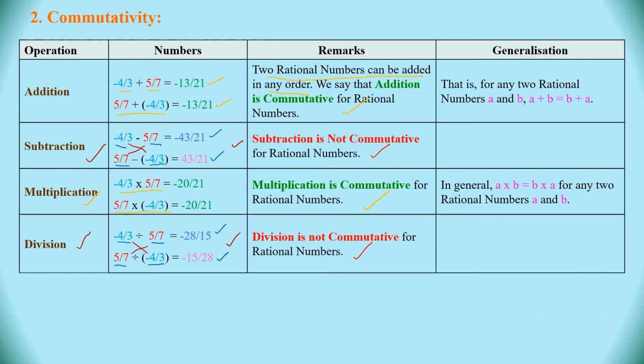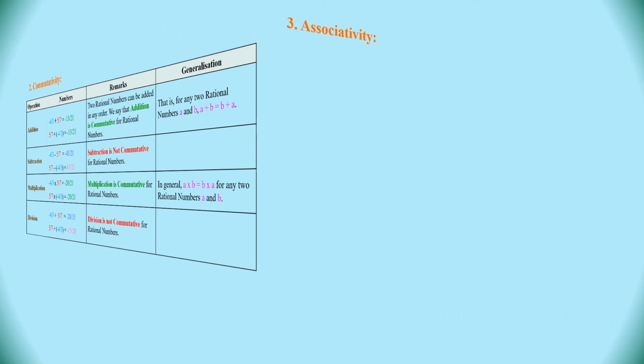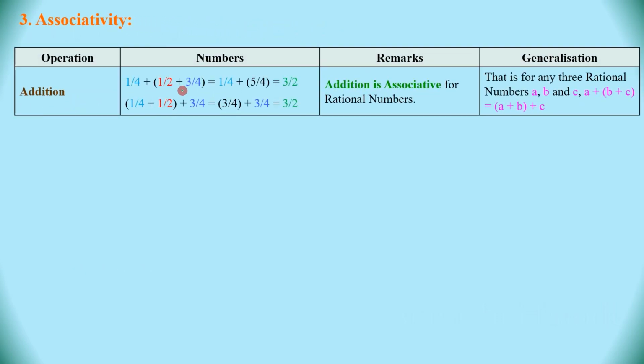Now let us go to the next property, associative property. Here 1 by 2 and 3 by 4 are grouped and we get the sum as 5 by 4. And the sum of these two numbers is 3 by 2. Here we have grouped 1 by 4 and 1 by 2. The sum we get is 3 by 4. Again adding 3 by 4 to it, we get 3 by 2. That is, both the answers are same.